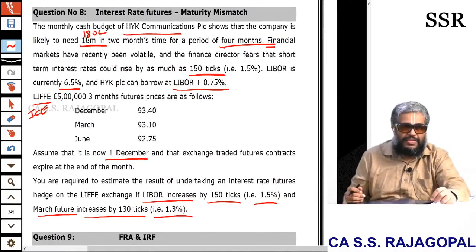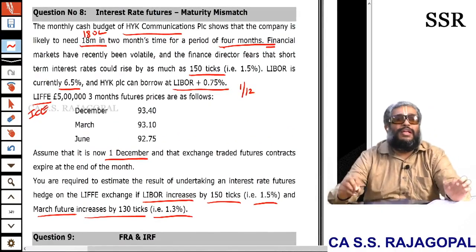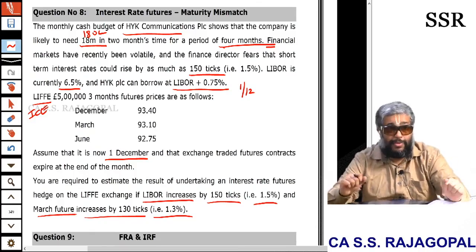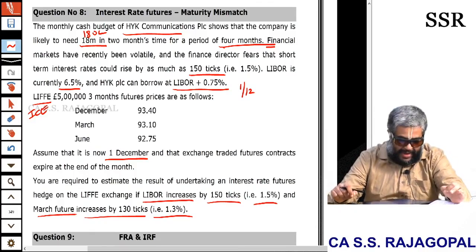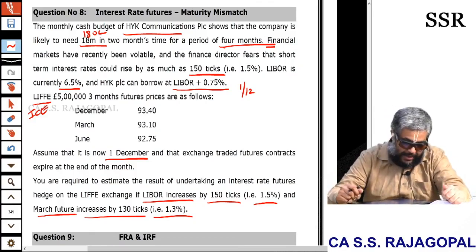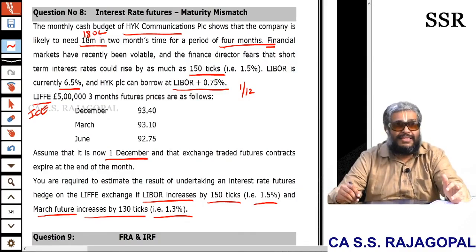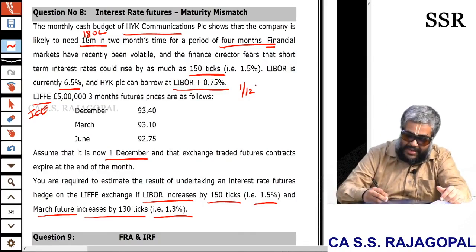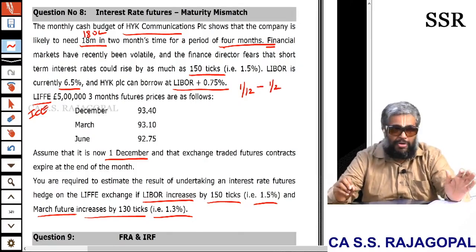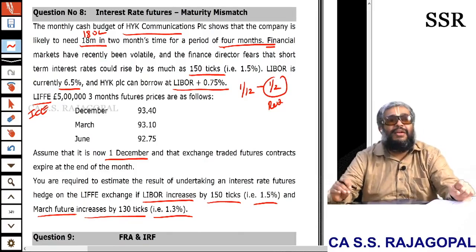HYK Communications. Before that, today is December 1. As per the sub problem, HYK Communication is going to borrow on a future day. The company needs to borrow 180 lakhs in 2 months time, December, January. That means it is going to borrow on February 1. This is going to be the requirement day. Everybody understanding or not? Okay.